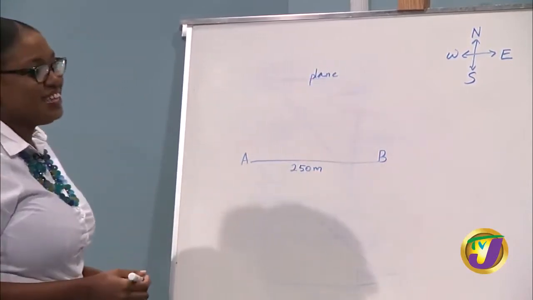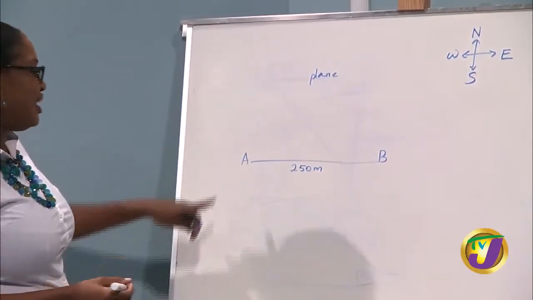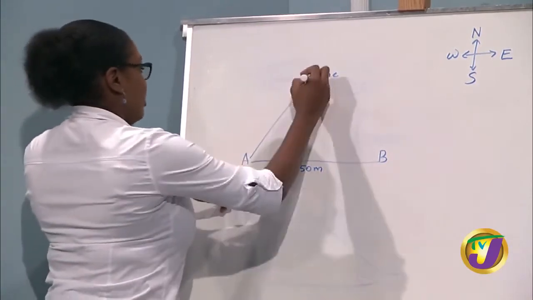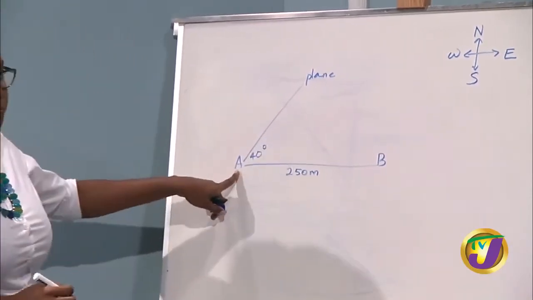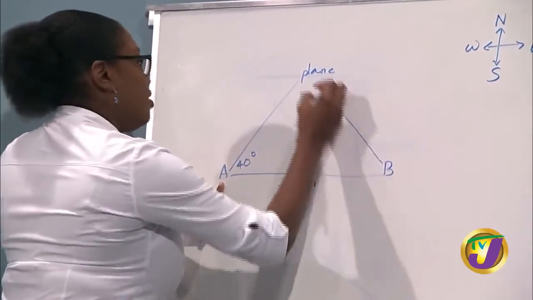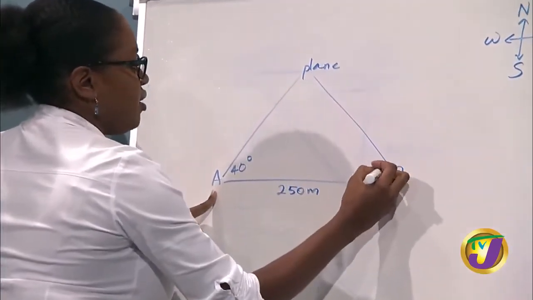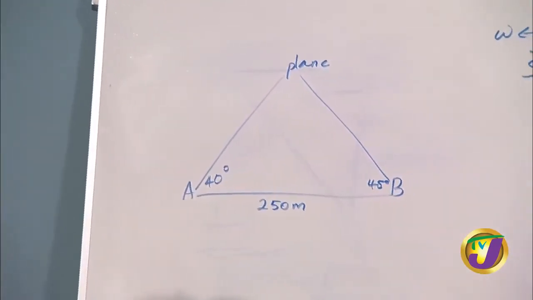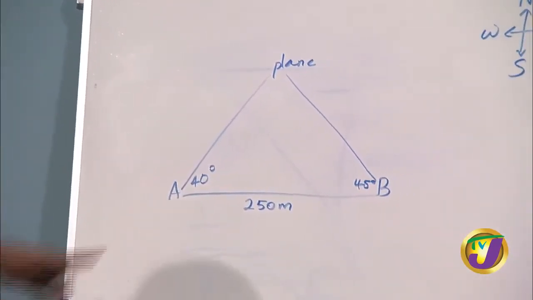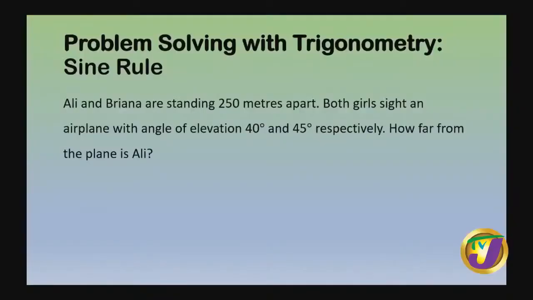So one is 40 degrees and the other 45. Ali's first. So Ali, this would be 40 degrees, and Brianna 45 degrees, looking up at the plane. This is going to be 45 degrees. You're asking how far from the plane is Ali? So we want to find this distance. I'm going to call this one Y.